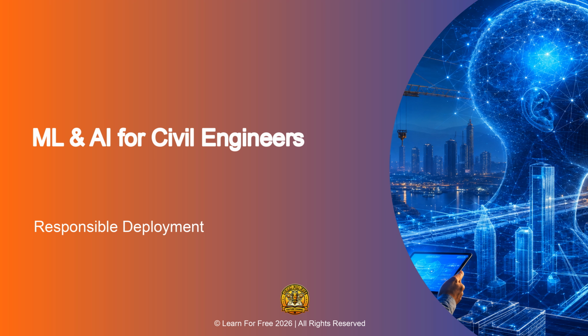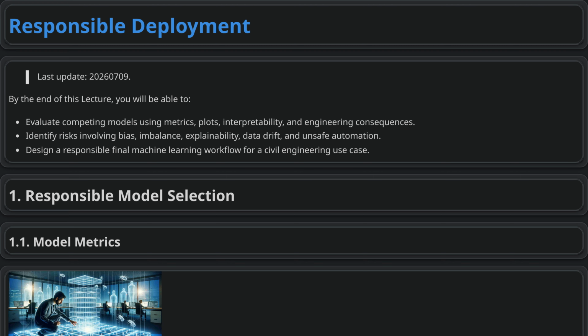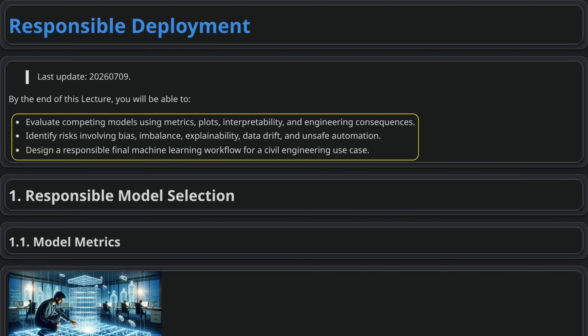Module 8, Lecture B, Responsible Deployment. By the end of this lecture, you will be able to evaluate competing models using metrics, plots, interpretability, and engineering consequences. Identify risks involving bias, imbalance, explainability, data drift, and unsafe automation. And design a responsible final machine learning workflow for a civil engineering use case.